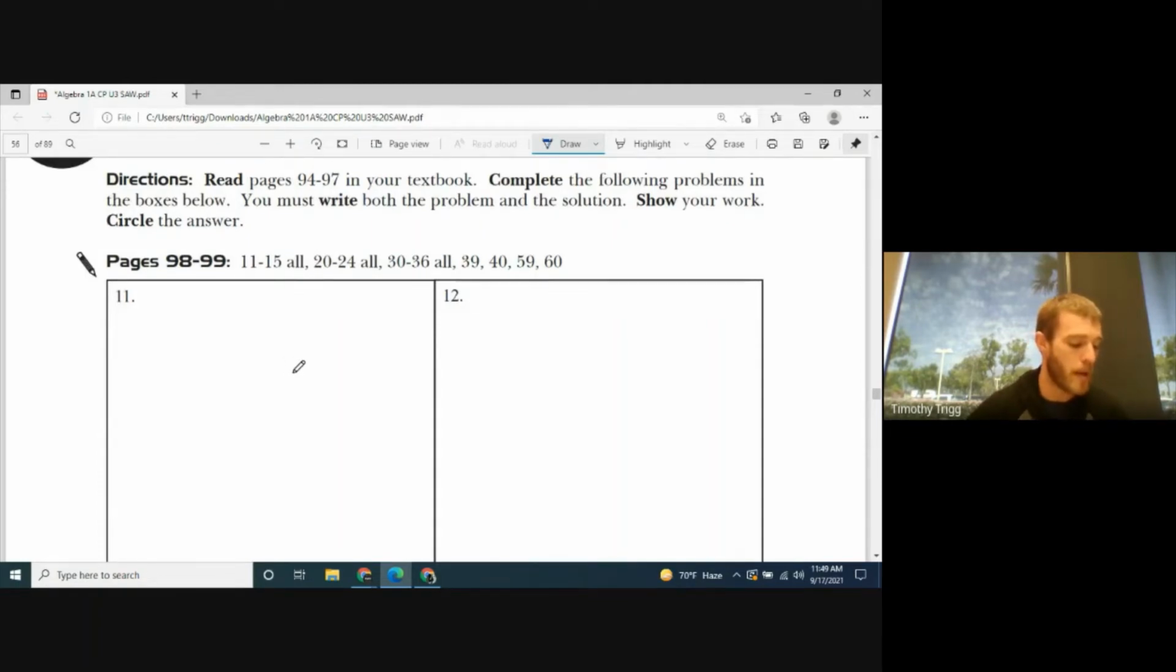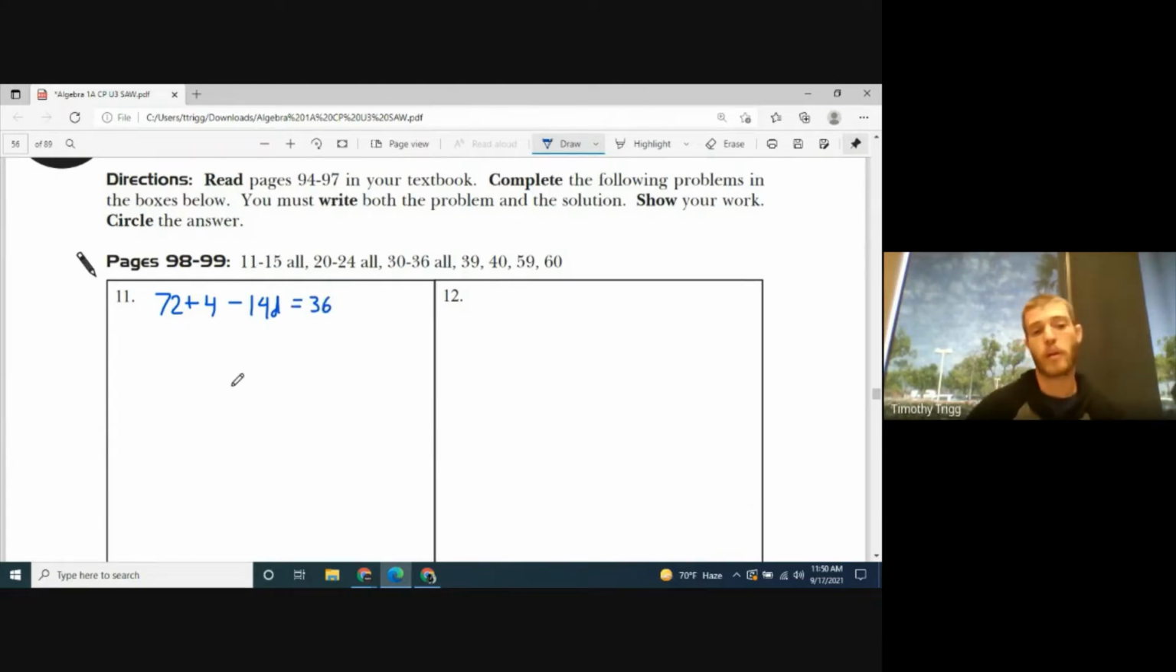So on page 98 through 99 in the textbook, we're going to start with number 11 here. So once you turn there, let's go ahead and write down the first problem. It's 72 plus 4 minus 14d equals 36.